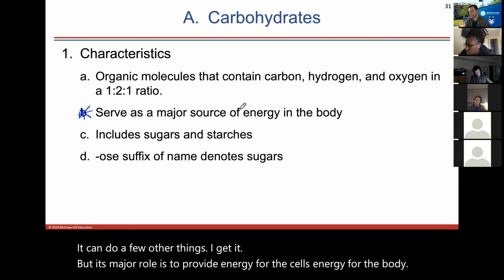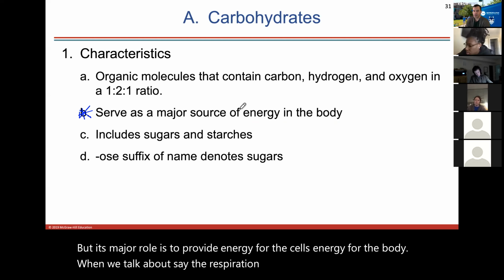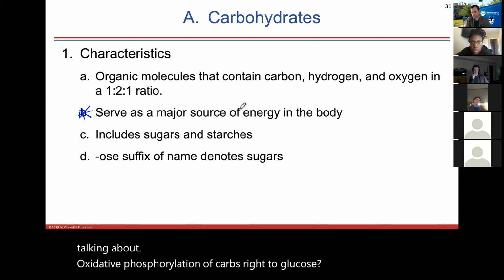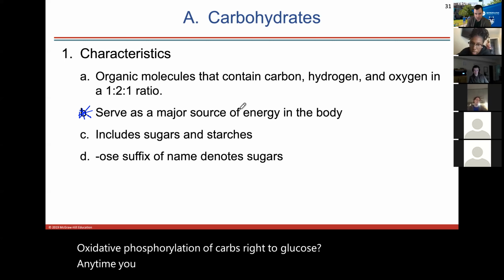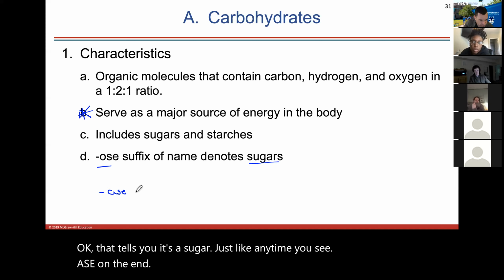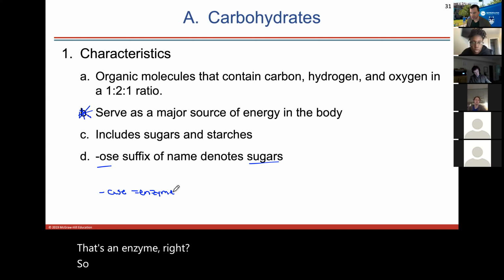When we talk about cellular respiration, we're primarily going to be talking about oxidative phosphorylation of carbs, of glucose. Anytime you see OSE on the end, that tells you it's a sugar. Just like anytime you see ASE on the end, that's an enzyme. So anytime you see that suffix of OSE on the end, you know you're talking about a sugar.